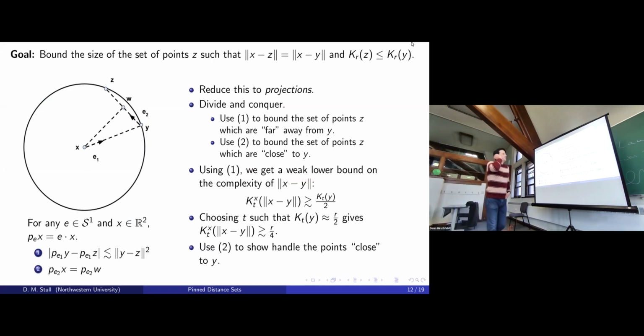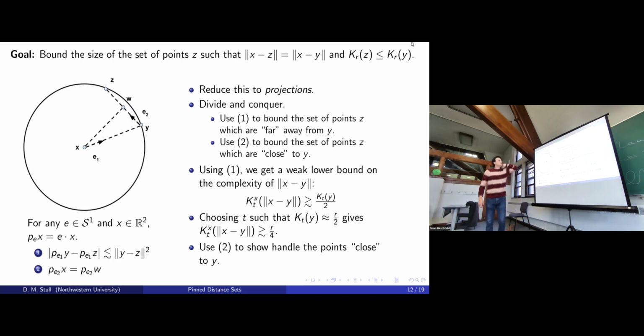So up till now, the first real step of the game is to reduce this to a theorem about projections. If you have a direction, a unit vector E in the plane, and a point x in the plane, the projection of x onto E is just the dot product. It's essentially the orthogonal projection of x onto the line passing through the origin in the direction E. We're going to label that P_E of x.